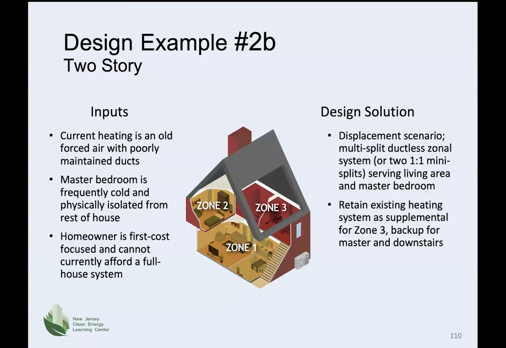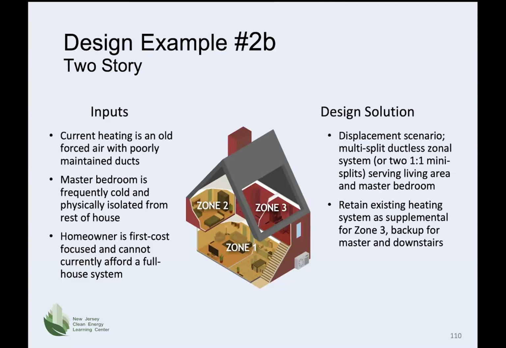In this solution design, the downstairs and isolated bedroom, shown with the yellow shading, are heated with a multi-split or alternatively two mini-split units. The existing heating system is kept and used to heat the other two bedrooms shown with the red shading, and for complete backup for the entire house.